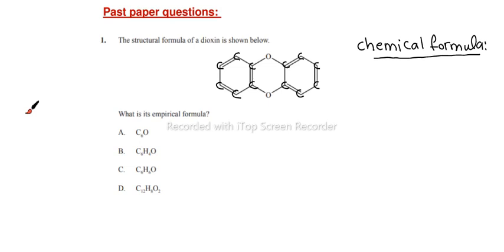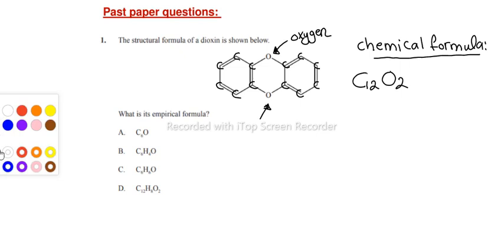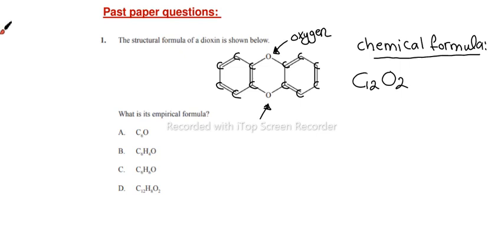We have 6 in each ring. So in total, it is C12. What about this small circle right here? It's not a circle, it's actually an oxygen. So we have 2 oxygens presented inside the dioxin. So it is O2. I'm not done till now. There is something so important I need to remember about the structural formulas for different organic molecules. They have hidden hydrogens to stabilize the carbons.